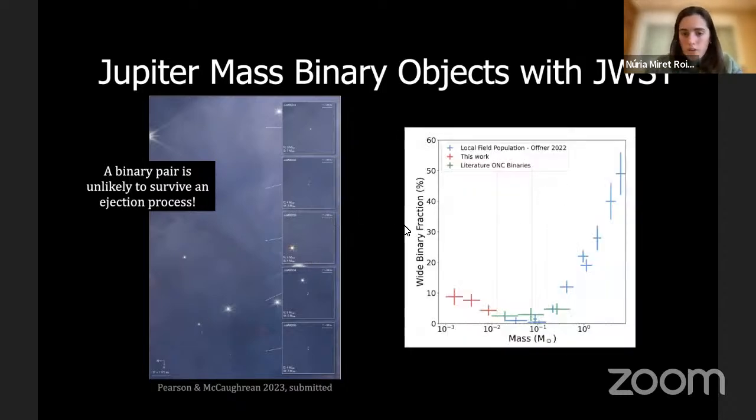And so, more of the same, the authors of the study also reported the fraction of binaries as a function of mass. So these blue crosses, this is what we know up to now. So we know that very massive stars are often formed in binary or multiple systems, and as we go to lower and lower mass objects, the binary frequency decreases.